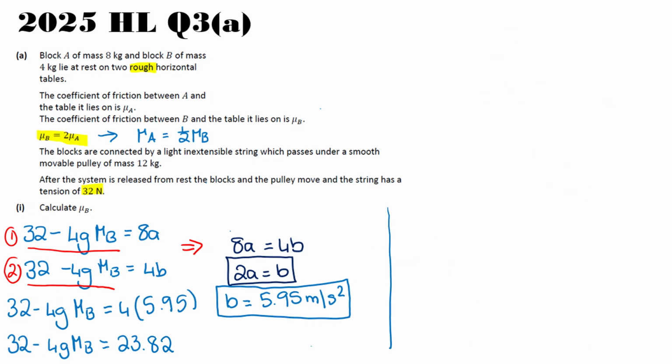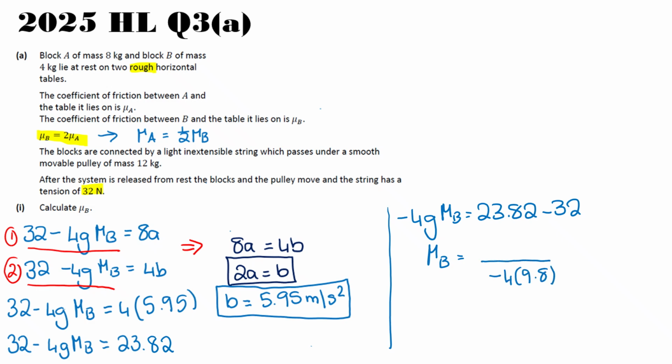So just giving us a bit more space, we get minus 4g mu B is equal to 23.82 minus 32. So mu B is going to be this answer, let me throw in the calculator, divided by minus 4 times 9.8. I'll actually just put the whole thing in while we're going. So mu B equals 0.2086, so 0.209. And then in turn, we could work out our mu A if we needed to.